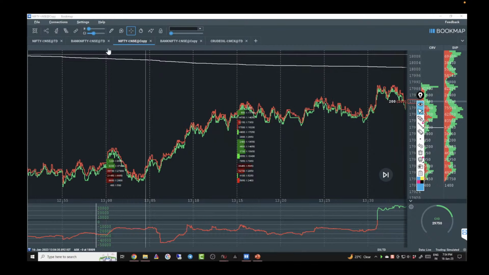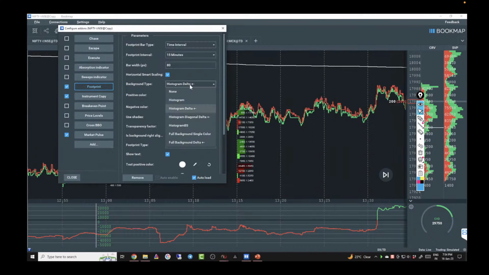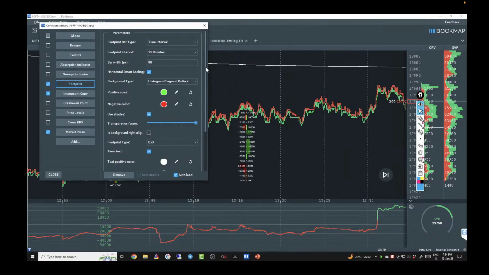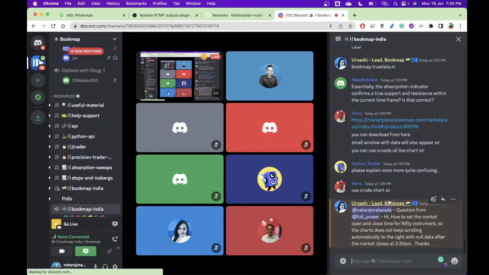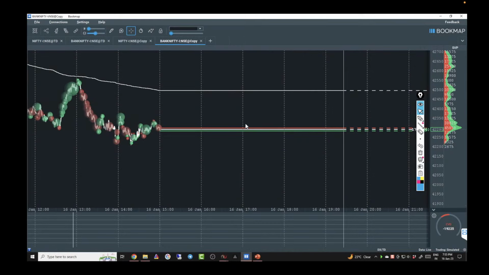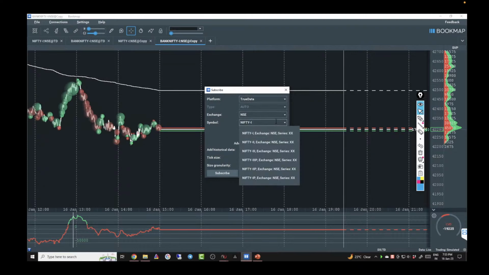Yeah, you can change this visual graphics to whichever way you want. Right now it is in histogram delta plus minus, that I love to use. You can change this to histogram buy and sell, so basically a full background color. Let's try it out with the NSC crude oil.